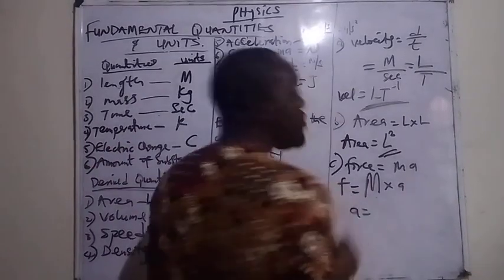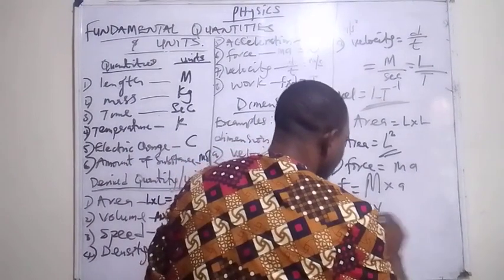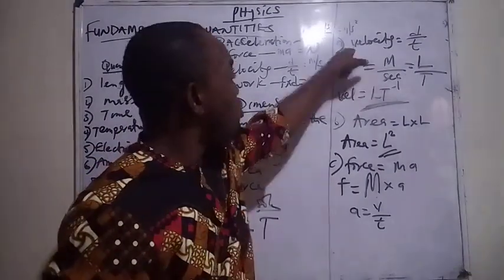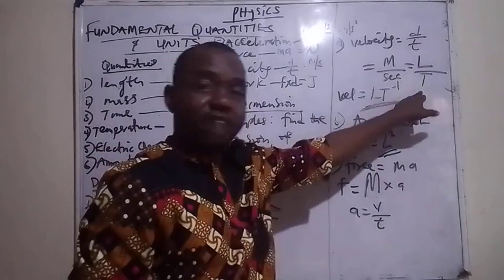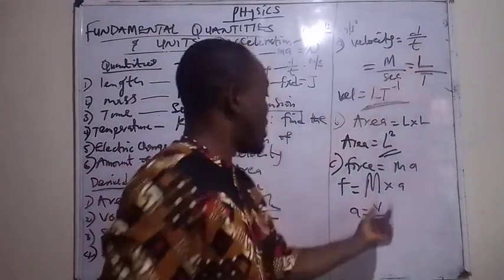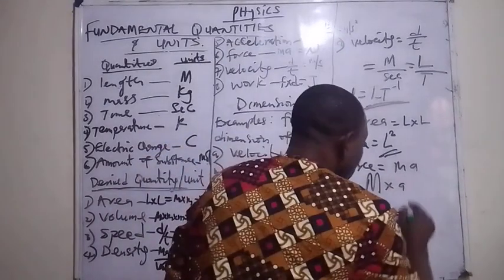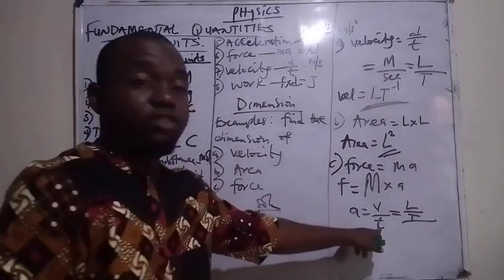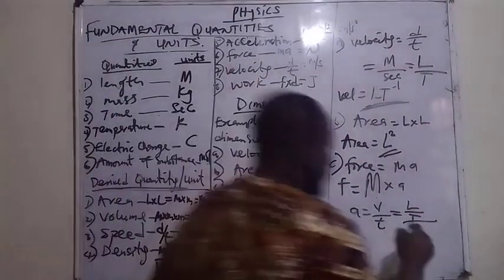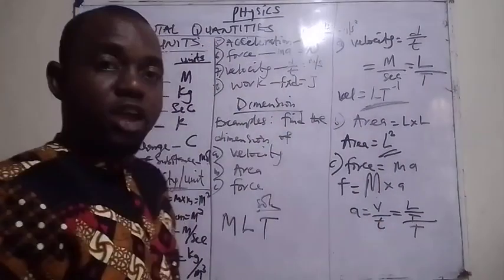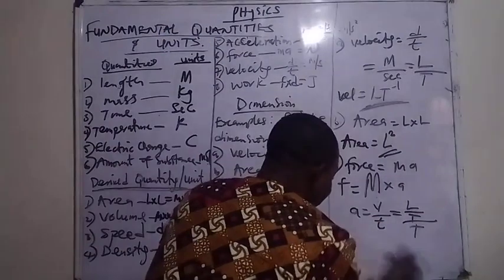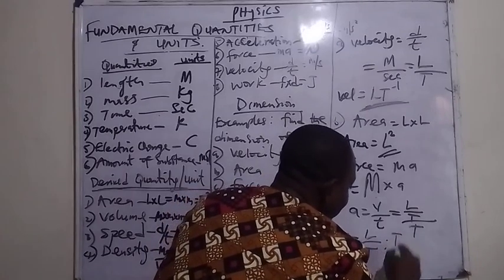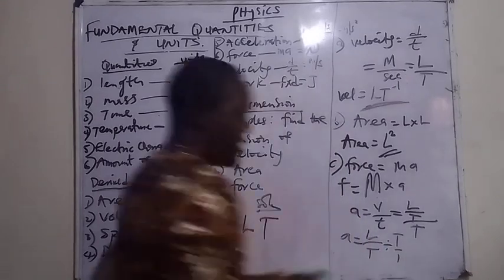Let's see. Acceleration, what's the formula for acceleration? We have velocity over what? Time. Do you get it now? Now remember we've already done velocity. What was the dimension for velocity? That's L over T. So this L over T, we can put in place of velocity. So L over T, over, now what's this T? This T is also time, that's big letter T again. So I can also write it like this: L over T divided by T over 1.